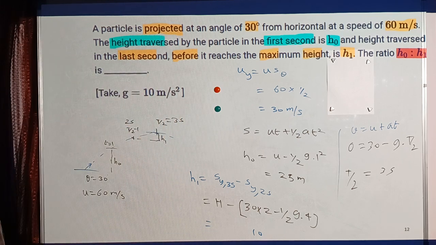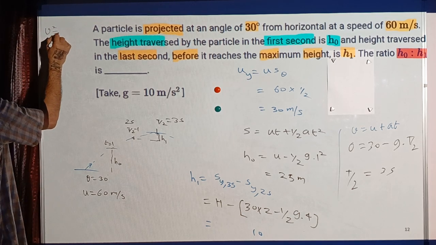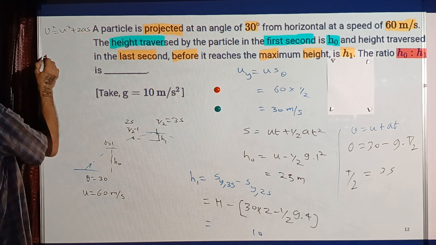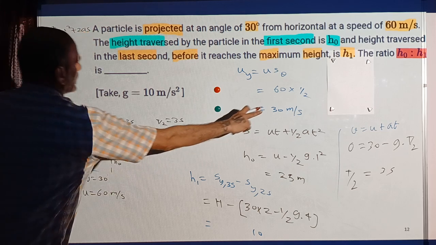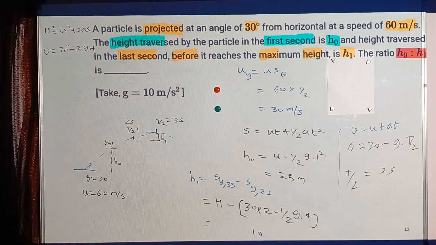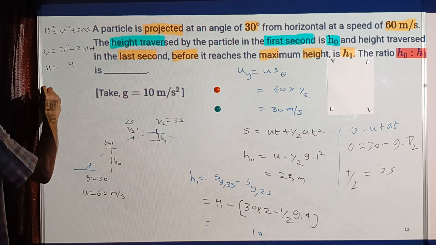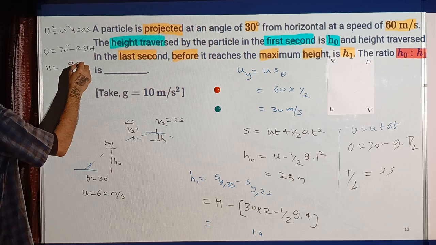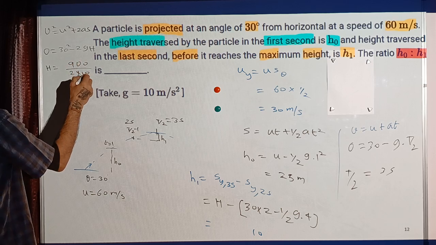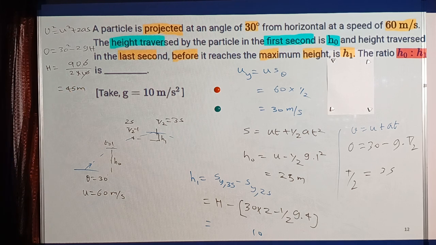Maximum height h, that also we can find out. To find out h, we can use v square equal to u square plus 2as in the vertical direction. At the maximum height point, this is 0. So u y square, which is 30 square, minus 2g, and then h. So h is u square, 900, by 2 into 10. So it's 45 meters. H is 45.